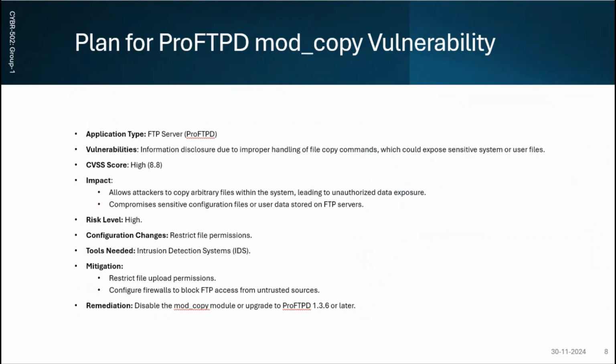This slide is about the ProFTPD mod_copy vulnerability, which highlights an FTP server vulnerability allowing unauthorized file access. Key impacts include data breaches and exposure of sensitive configurations. Mitigations involve restricting file permissions and upgrading to secure versions. Here you can see the CVSS score is high, which is 8.8. Risk level is high.